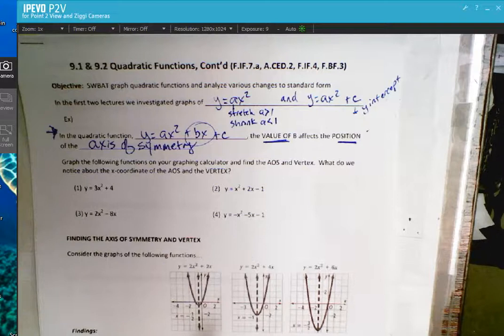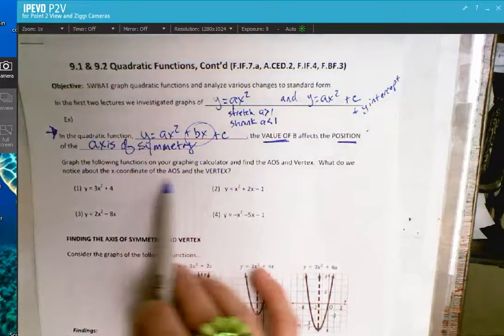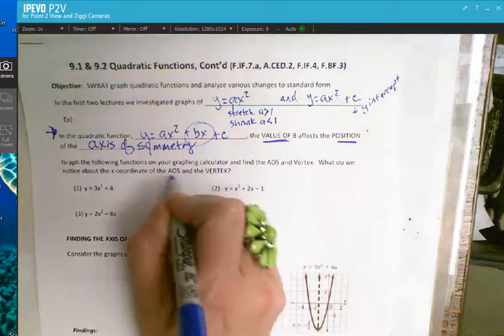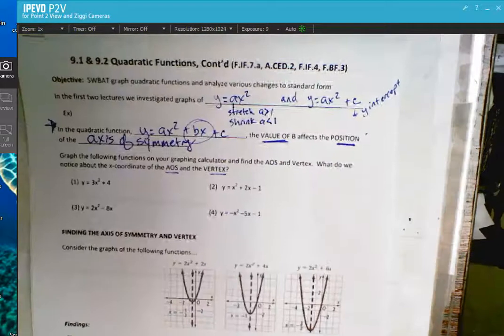So we want to graph the following functions on your graphing calculator and find the axis of symmetry and the vertex. And we want to take a look and see what we can notice about what's going on with the axis of symmetry and the vertex with these changes.